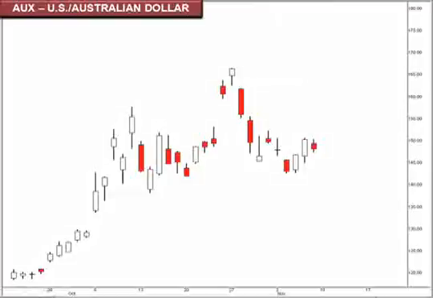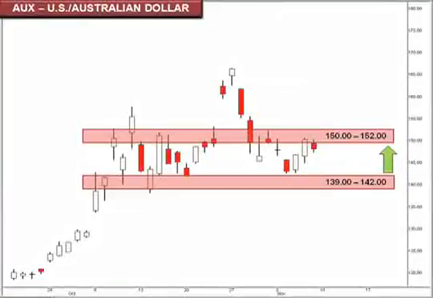Well, there's some interesting things happening on the AUX, the US versus the Australian dollar. First of all, we suggested that if the 150 to the 152 pair value didn't hold, we would likely see a test down into the 139 to the 142. As you can see here, that 139 to the 142 was indeed tested and offered support for a nice little bounce back into that 150 to the 152.